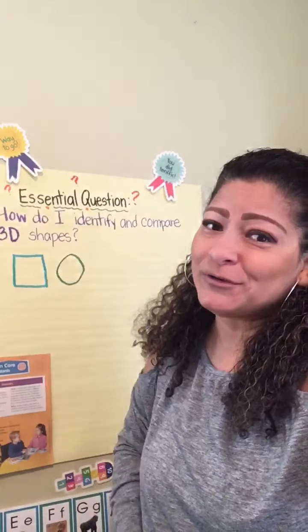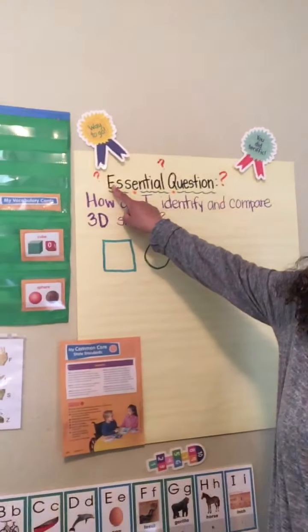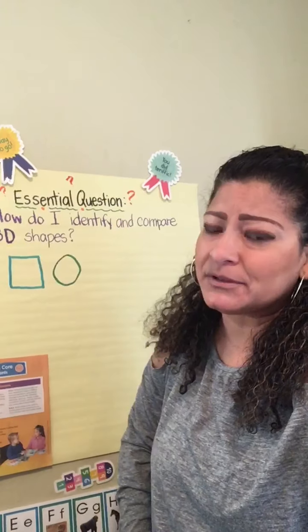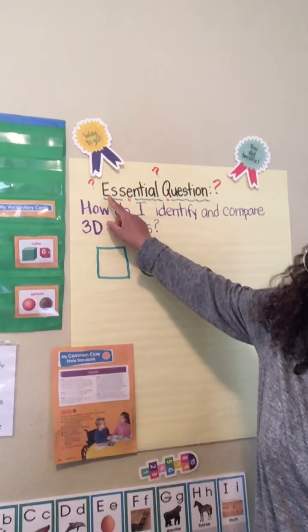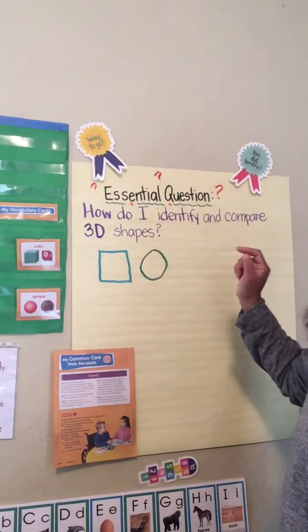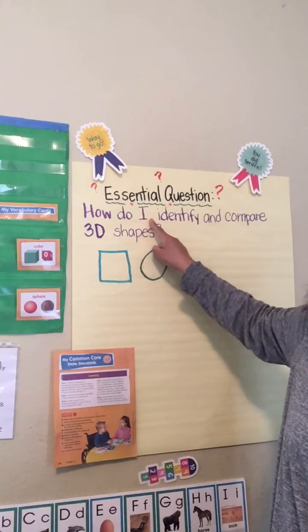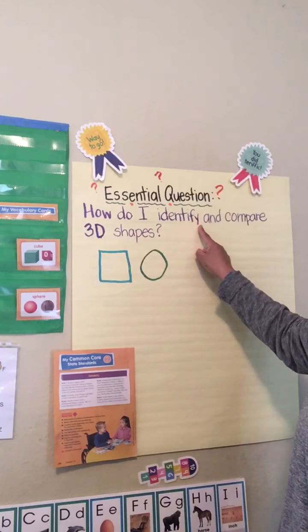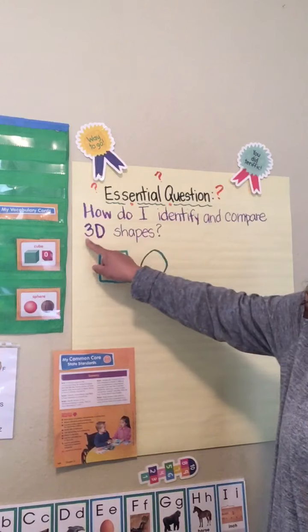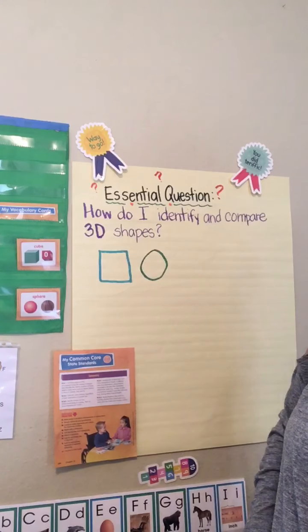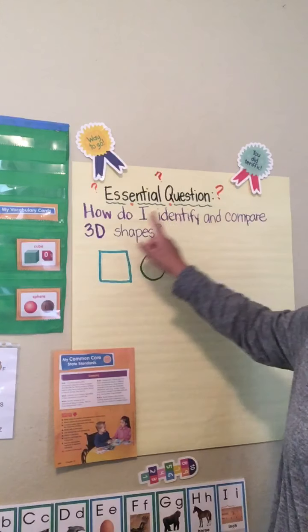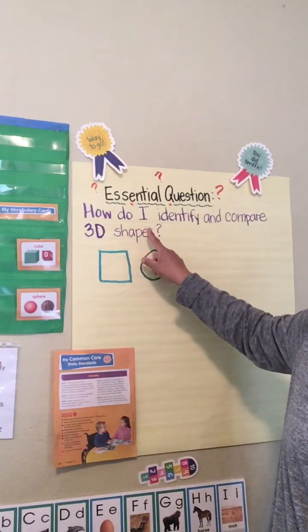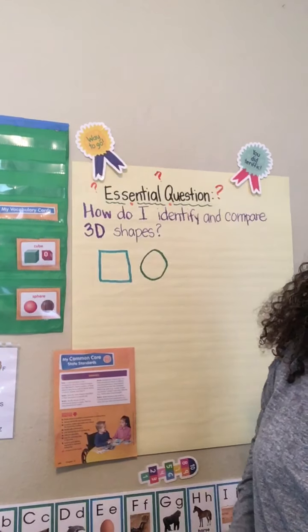So let's go over our essential question. Why are we learning about three-dimensional shapes and how are we going to answer that? I want you to think of this question as we're learning this week. Essential question: How do I identify and compare three-dimensional shapes? Can you say that with me? How do I identify and compare three-dimensional shapes?